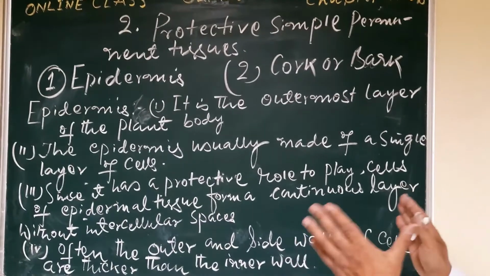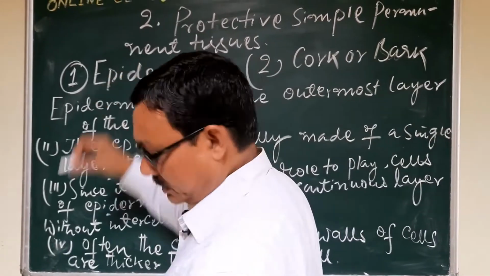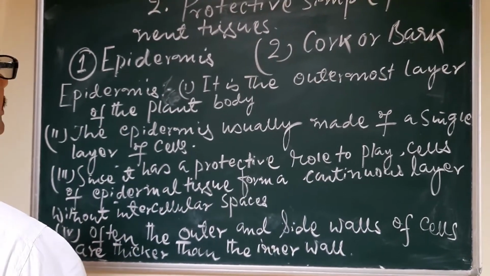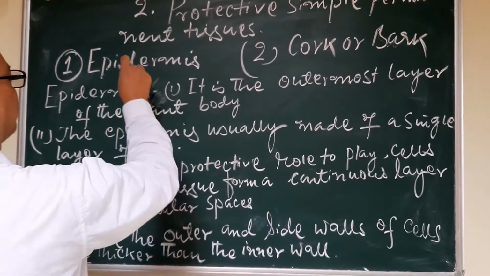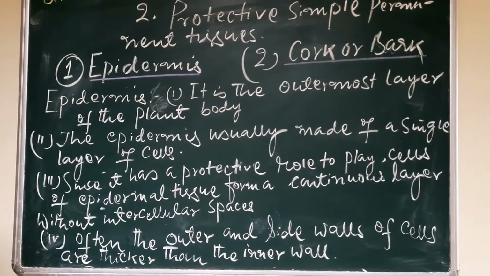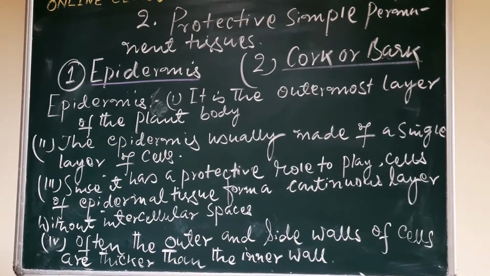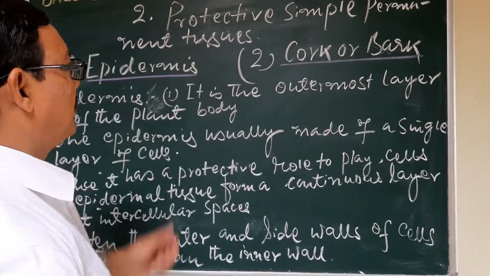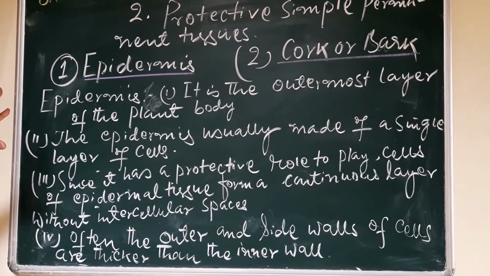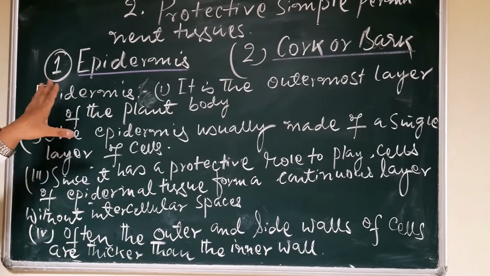In this section of our lesson, we will learn about the two other important types of simple permanent tissue, that is the epidermis and the cork or bark. These two types of tissues are mainly protective in the sense of the simple permanent. When we classified the simple permanent tissues from the supporting point of view, we saw three different types of tissues.